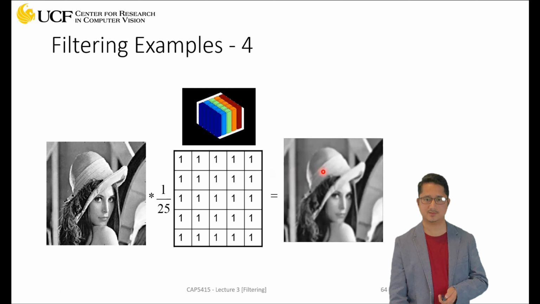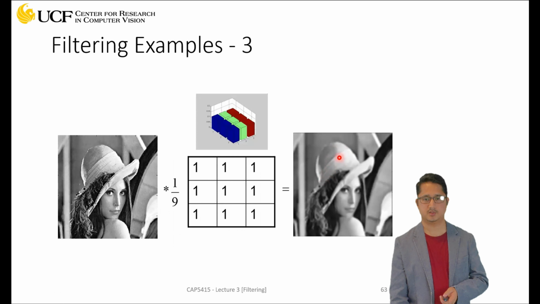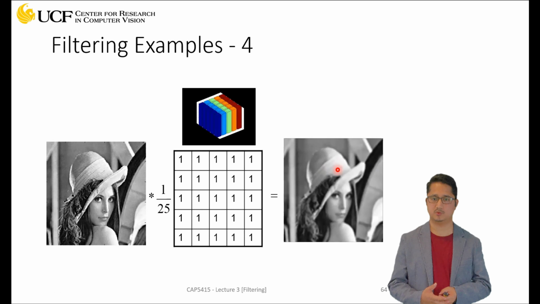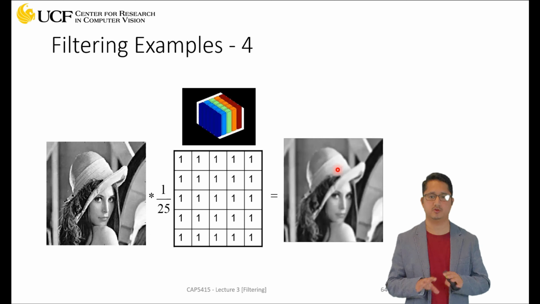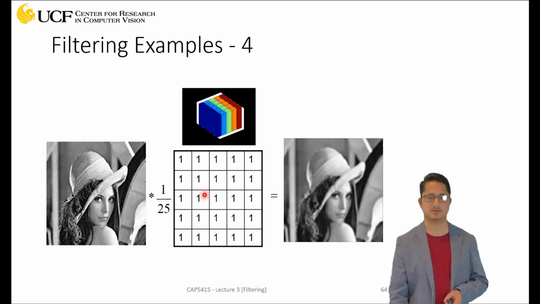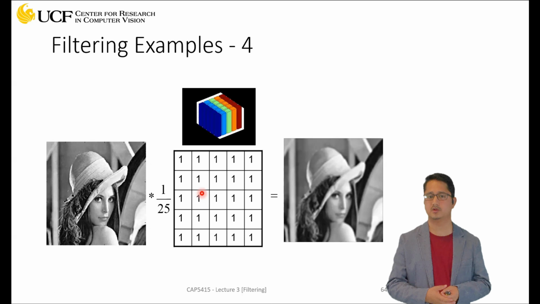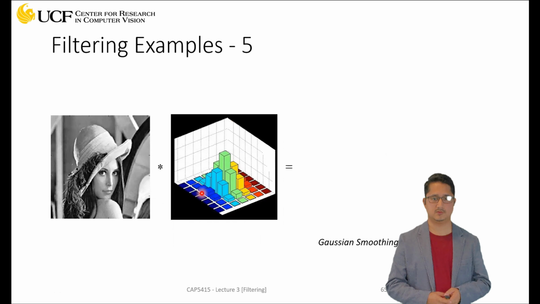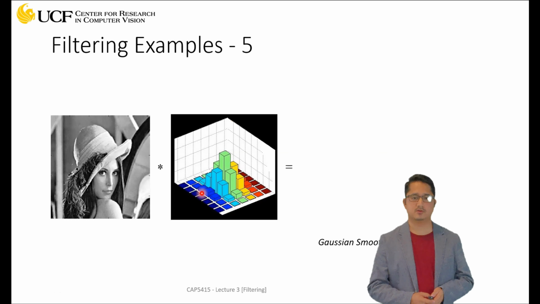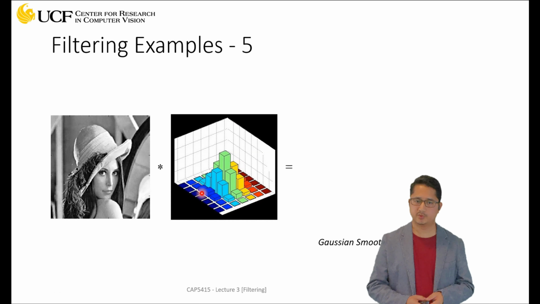But if you compare this smoothing with the previous one, this is much higher smoothing because you are considering a bigger neighborhood. Right? In this case, it's 5x5. Earlier it was 3x3. You can keep increasing the size of the neighborhood, and then your smoothing will keep increasing. Okay, so that was a very simple smoothing filter.